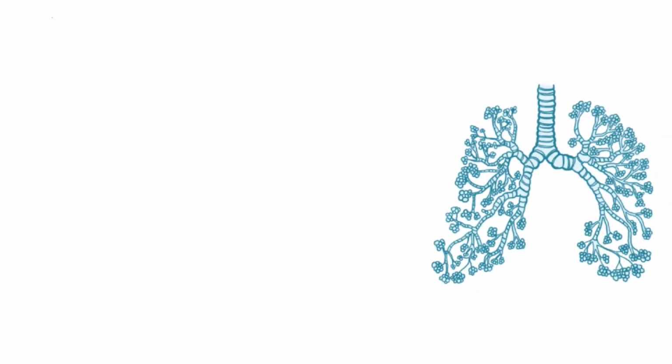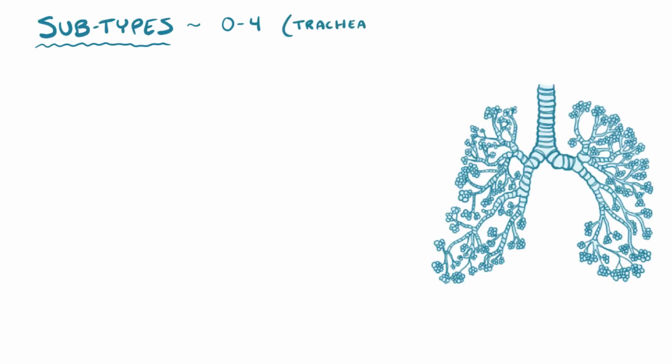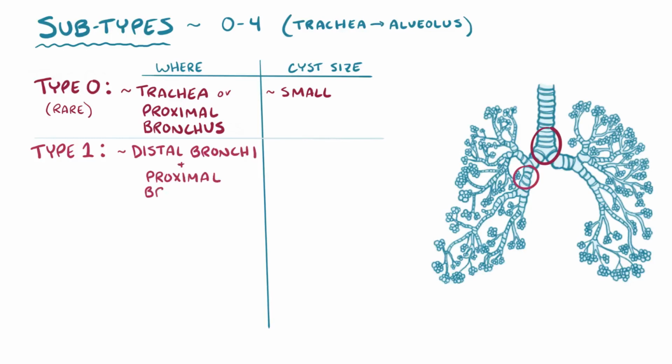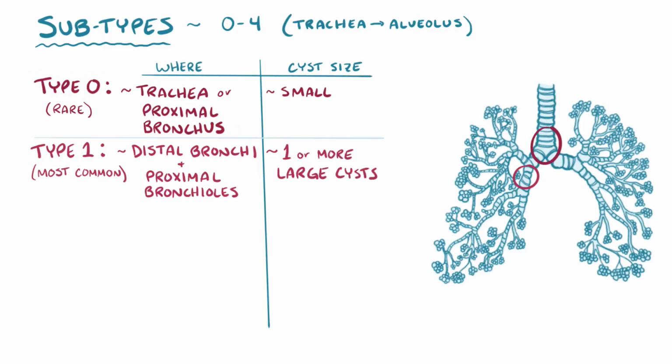CPAMs can arise from different spots along the tracheobronchial tree, and that's how they're subtyped. The 5 subtypes are named 0 through 4, with type 0 coming from the most proximal airways, the trachea and the proximal bronchioles, and type 4 developing all the way down in the alveolus. Type 0 CPAMs develop at the trachea or proximal bronchus with small cysts, but are pretty rare. Type 1 CPAMs, which develop in the distal bronchi and proximal bronchioles, are the most common and have one or more large cysts, with tissue-like cartilage in between the cysts.